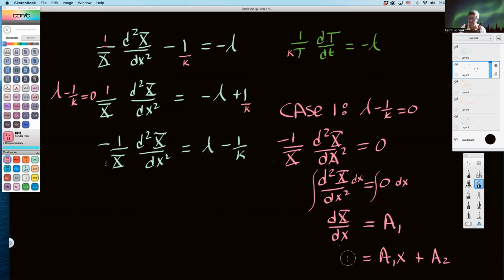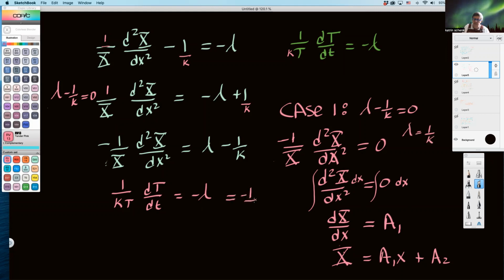My bad here. Sorry. That is the solution for big X. Okay, we have half the solution now. Let's go to our T in our pink case. So in the T, we have 1 over K T dt d little t is equal to minus lambda. Now, in the pink case, we know what lambda is, because if you notice, lambda minus 1 over K is 0. Therefore, lambda is 1 over K, right? So if I solve this for lambda, I get lambda equal 1 over K. So that's great. I'm just going to replace this with minus 1 over K.